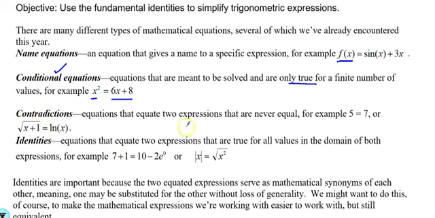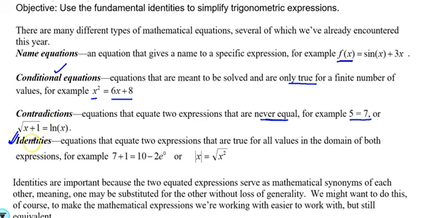Contradictions are when we equate two expressions, but they are never equal. For example, 5 equal to 7 is never true. Square root of x plus 1 is never going to equal ln x. So this is a contradiction. And let's talk about the identities. We know all this before.